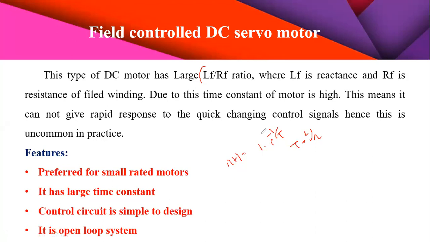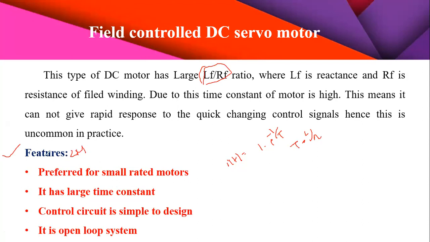So based on that, it should not give a rapid response. That is caused by this large L by R ratio. Okay, now let me see the features of the field control DC servo motor. So this is important for 2 marks.